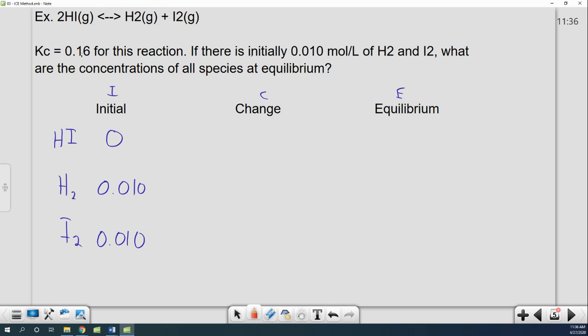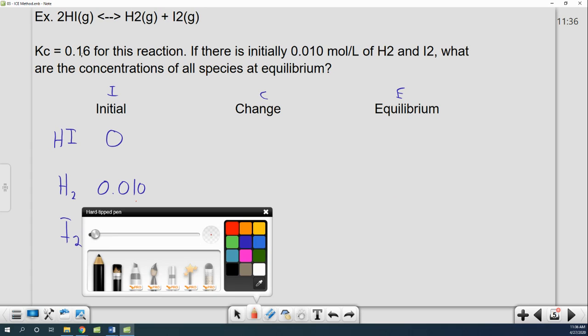Here's an equation. We got 3 things. I got 2 hydrogen iodide turning into hydrogen gas and iodine gas. So it's just breaking down. Kc, our equilibrium constant, is 0.16. So I already know it. That's nice. We know initially there's 0.01 moles per liter of hydrogen and iodine. So I wrote that in for you. And it doesn't say anything about hydrogen iodide, so we're going to assume 0. What are the concentrations of everything at equilibrium?